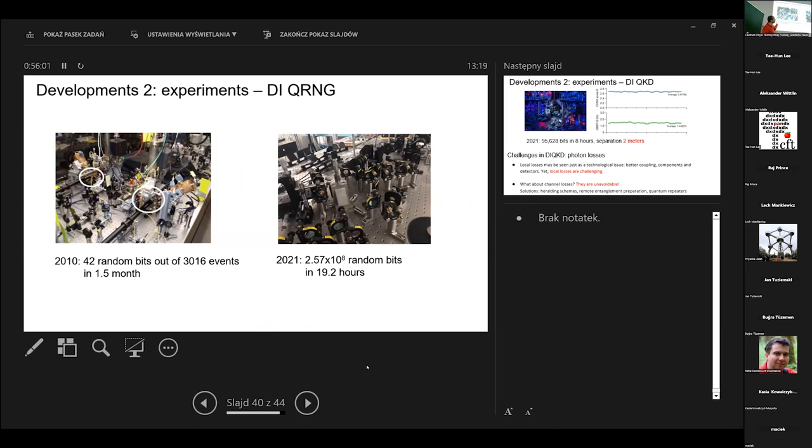On the experimental side, the first DI experiment was performed in 2010. It was a quantum random number experiment. So this was done using two trapped ions. The experiment ran for a month and a half and was able to generate 42 random bits. Okay, so this is quite slow.